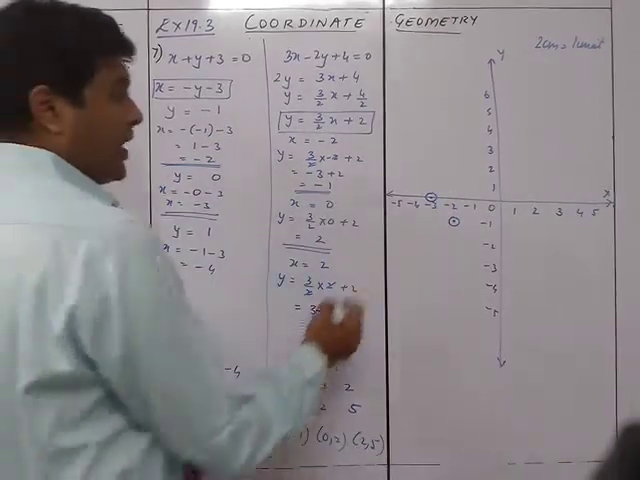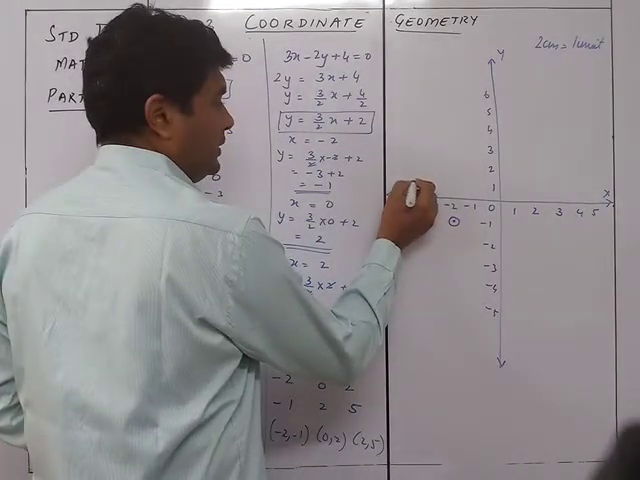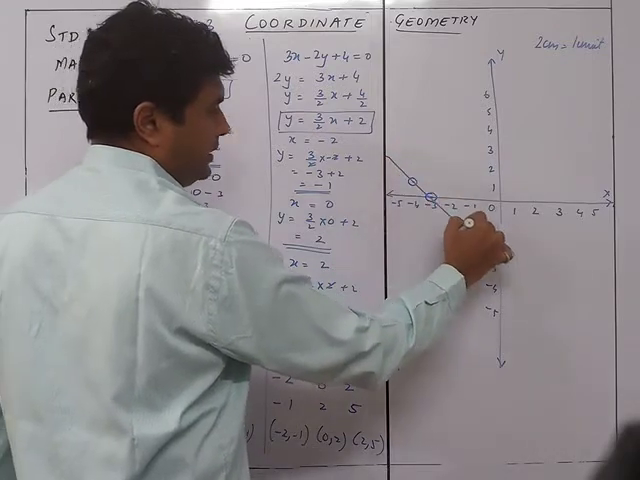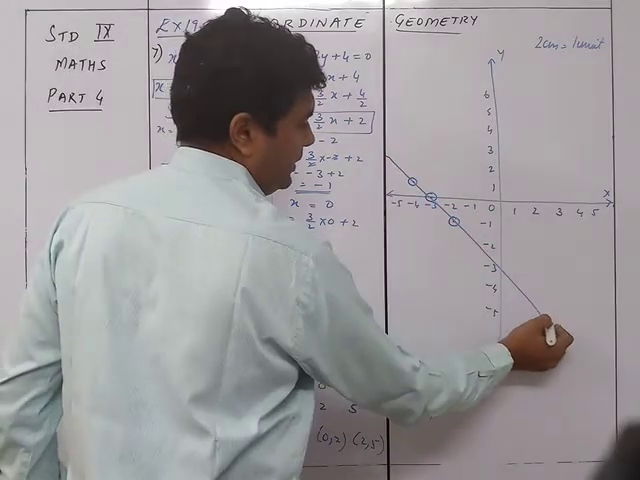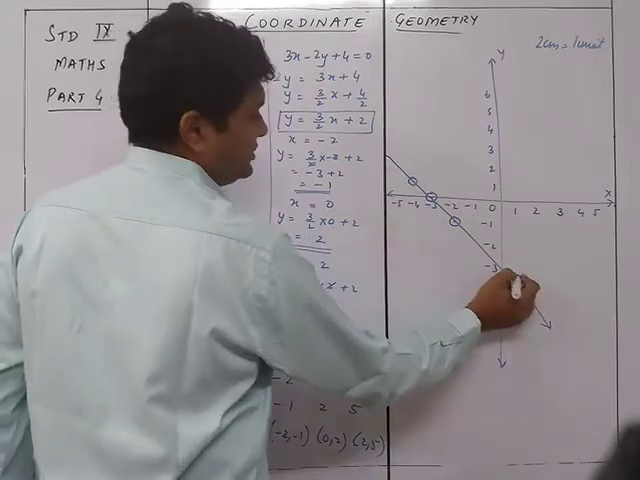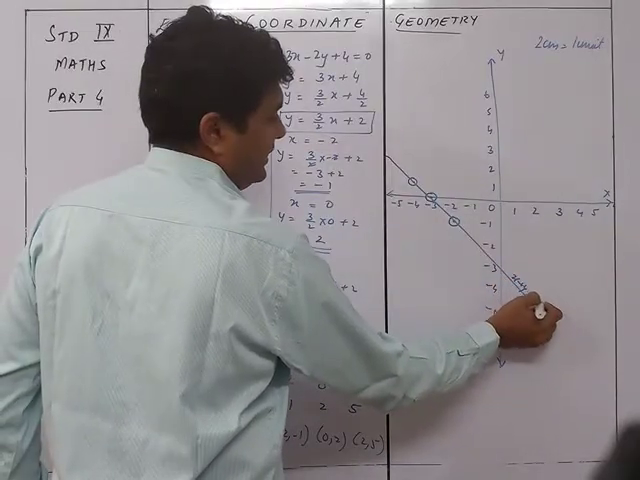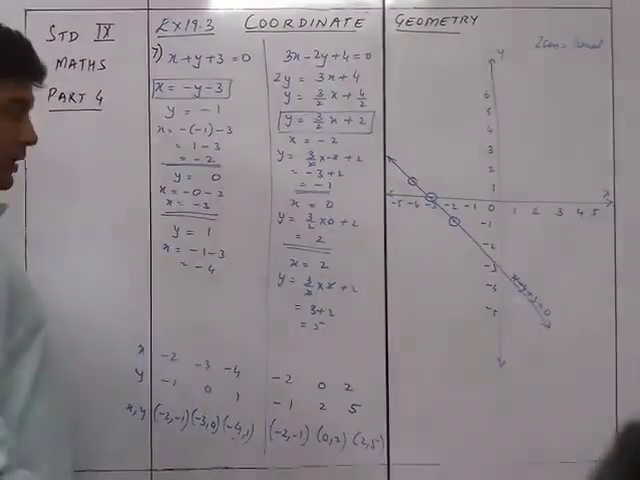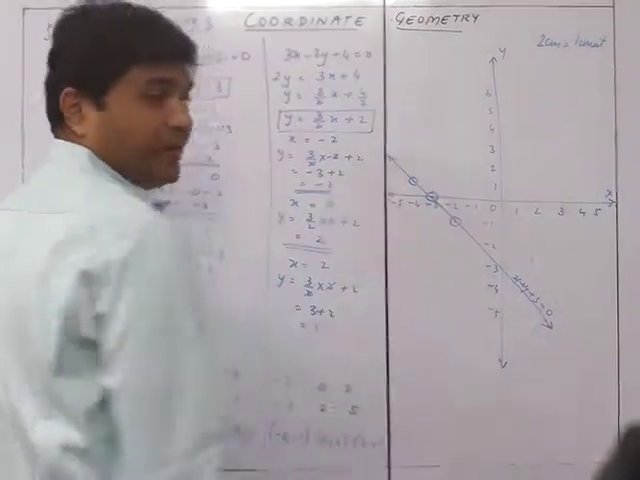And minus 4, 1 will be over here. So this will be the required line, which will be given by the equation x plus y plus 3 is equal to 0. Drawing the arrows over here, very important.